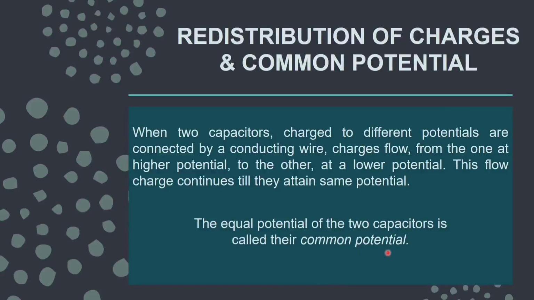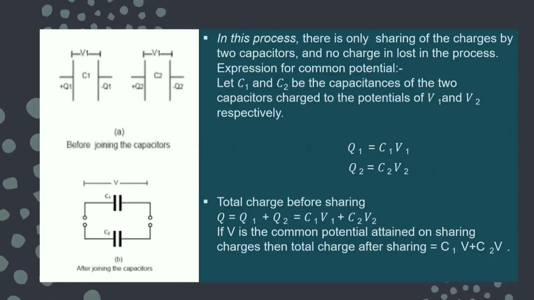So whenever I am connecting two capacitors with a conducting wire, say C1 and C2 are the two capacitors, with potential differences V1 and V2, and the charges as shown, this is before joining. So before joining, Q1 can be written as C1 V1 and Q2 can be written as C2 V2, because we want to derive the expression for the common potential. This is our aim now.